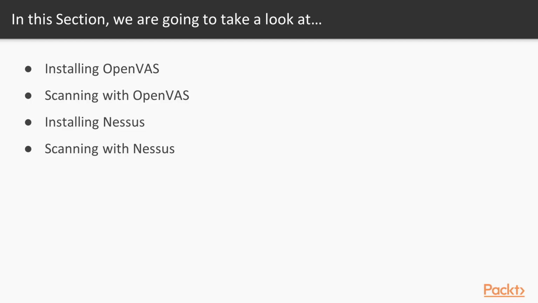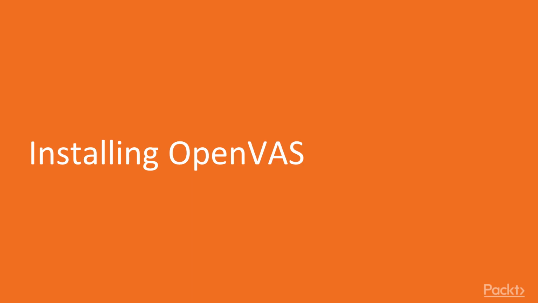In Video 1, we will be installing OpenVAS. We will configure targets to scan with OpenVAS and see just how vulnerable our server is in Video 2. We will then have a look at another favorite called Nessus and installing Nessus in Video 3. And in the last video, we will configure a target on Nessus and run our scan. So let's jump in and start with OpenVAS.